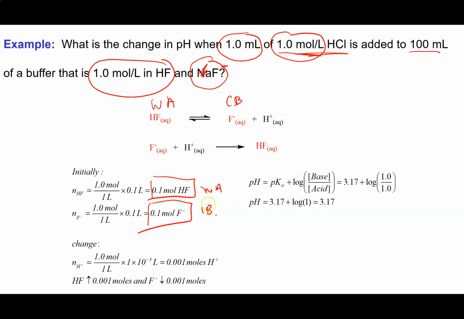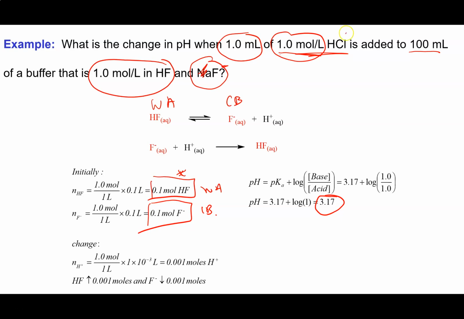So I'm also going to go ahead and calculate what the initial pH of our buffer is. Remember, pH is equal to pKa plus log of the concentration of our base over the concentration of our acid, or as I mentioned previously, we could have put in the number of moles. It will work out just fine. So when I do that, I get that the initial pH of the buffer is 3.17.